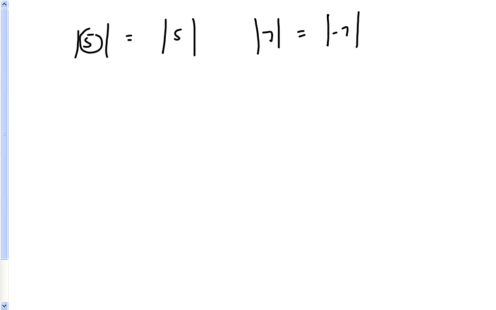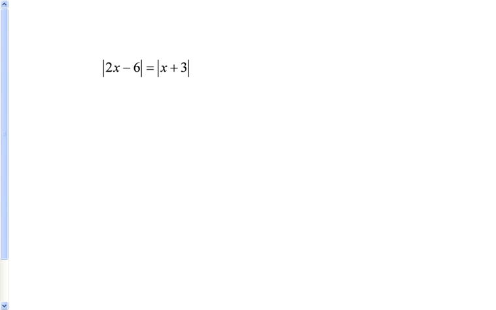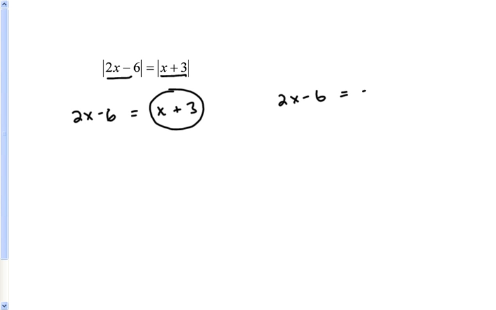Either the two things on the inside are the same, and when we take them out they're equal, or the things on the inside are opposite signs, and when I take them out to make them equal, I have to change one of the signs. So we're going to take these things out and say they're equal, or we're going to take them out and change one of the signs.